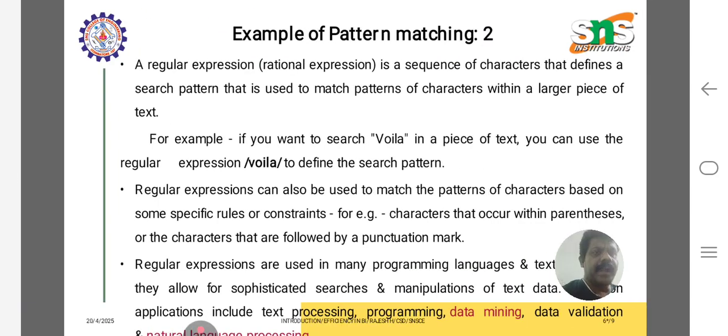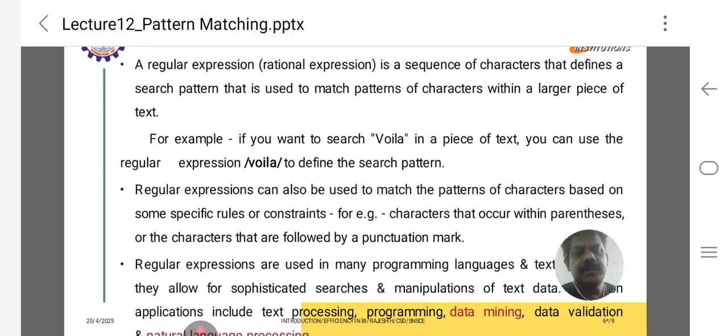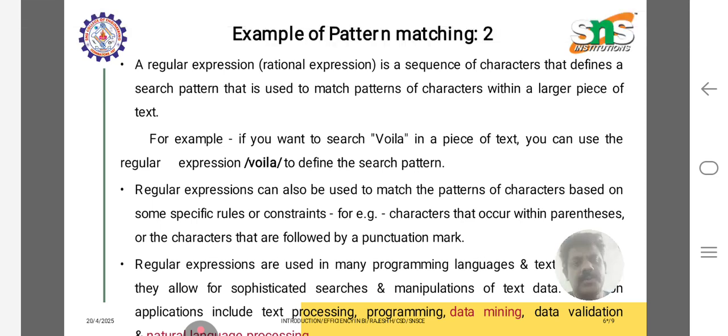So another example of pattern matching is to find a regular expression. A regular expression is a sequence of characters that define the search pattern that is used to match patterns of characters within a large piece of text. For example, if you want to search for Voila in a piece of text, you can use the regular expression Voila to define the search pattern.